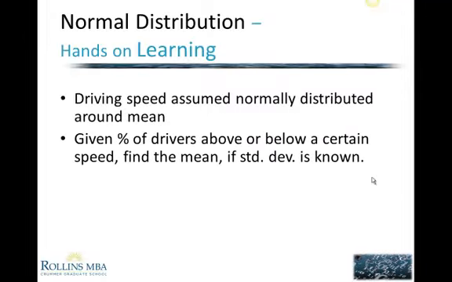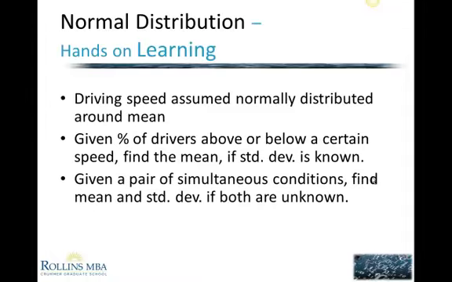And the first two parts of the problem say, well, look, given a percentage of drivers that drive above or below a certain speed, find the mean if we know the standard deviation of 5. So we'll take a look at that first. And then the last part goes on to ask us, supposing we're given a pair of simultaneous conditions. In one case, a certain percent of drivers drive above some speed, and a certain percent drive below a certain speed. If we want to find the mean and the standard deviation, given that they're both unknown.